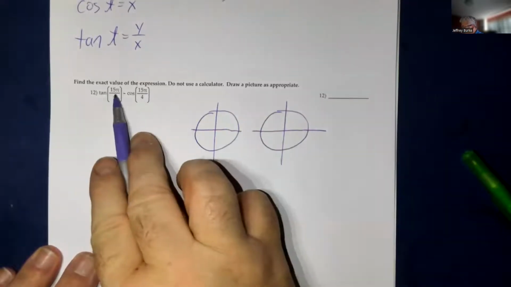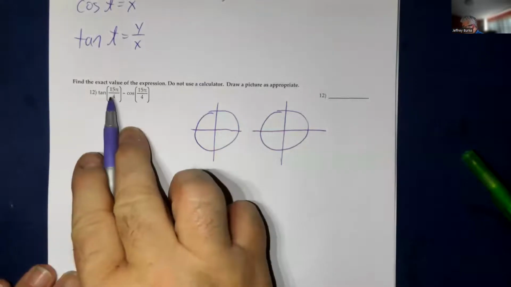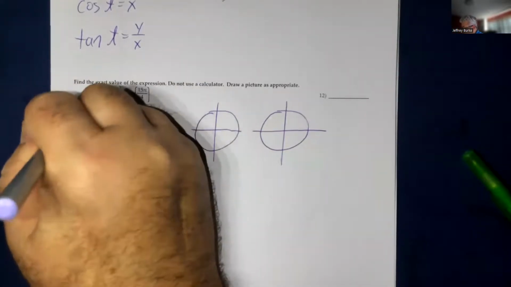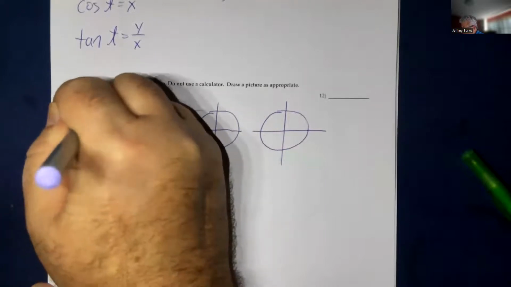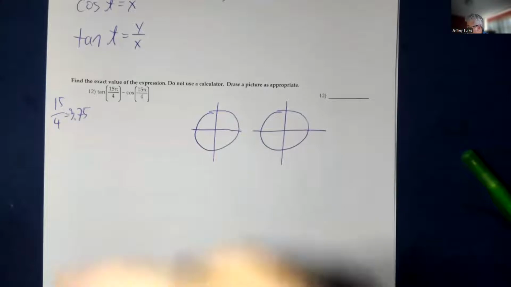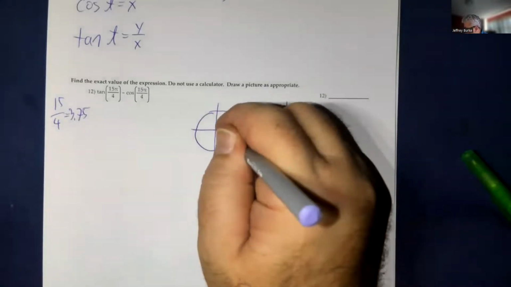Now, if I want 15 pi over 4, 15 divided by 4 is going to give me 3.75. So we're talking not quite 4 pi, just a little under that. So let's see if we count this off a little bit. I'm going to go around this angle a little bit here.